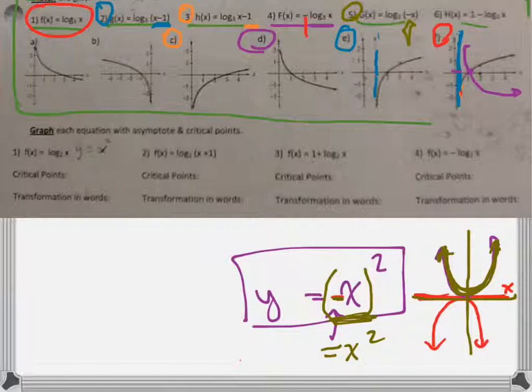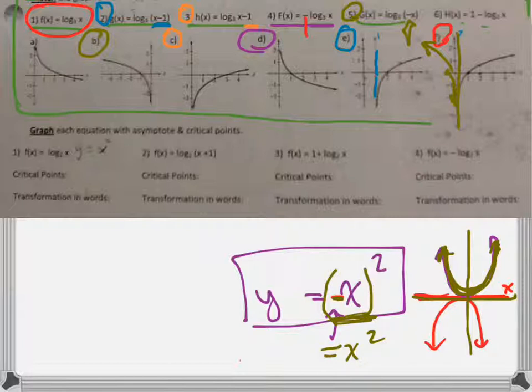So that's what I want to do with this graph right here. I want to flip that graph over the y-axis, over this axis, so every point goes to the other side. And which graph is that? That's B. And then number 6 is the hardest one, but fortunately we only have one left, so we know what the right answer is.